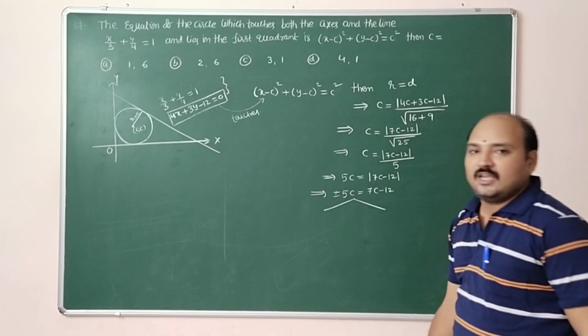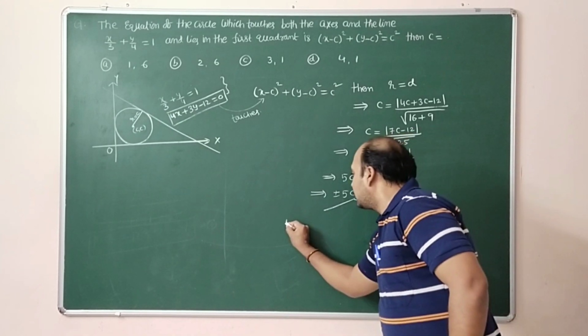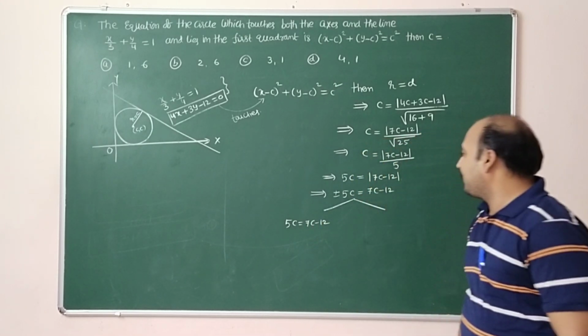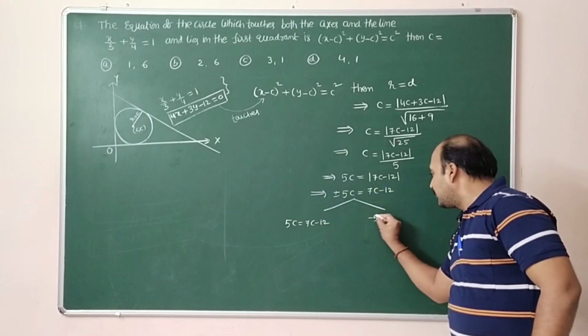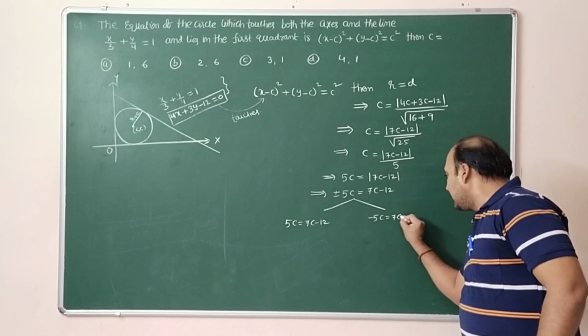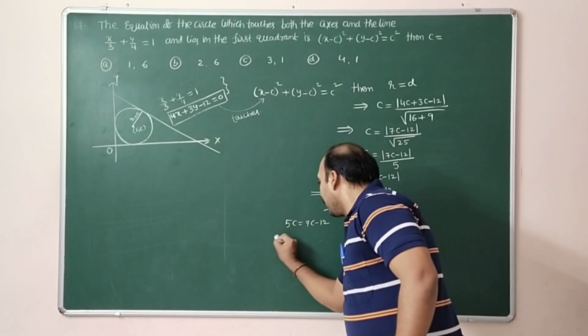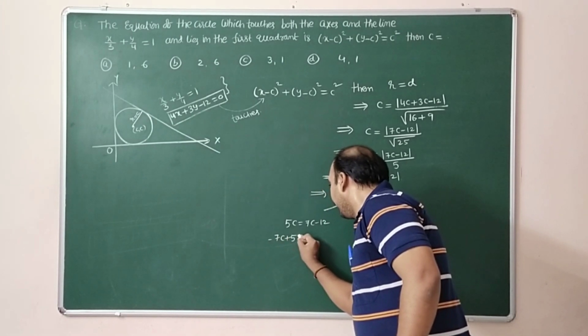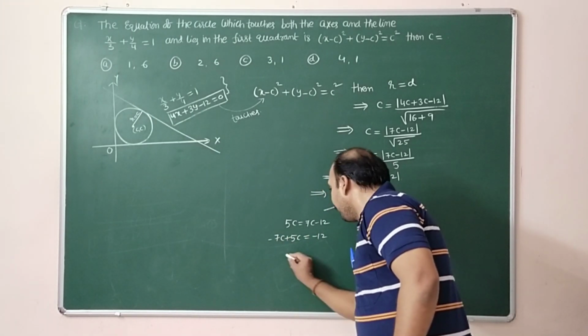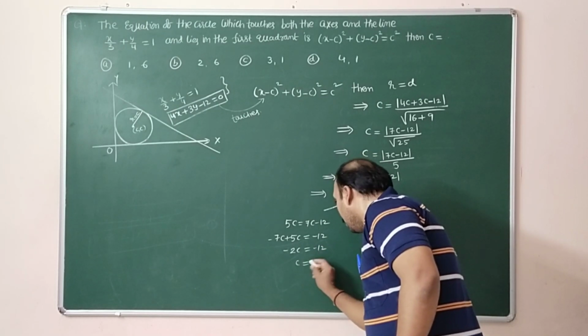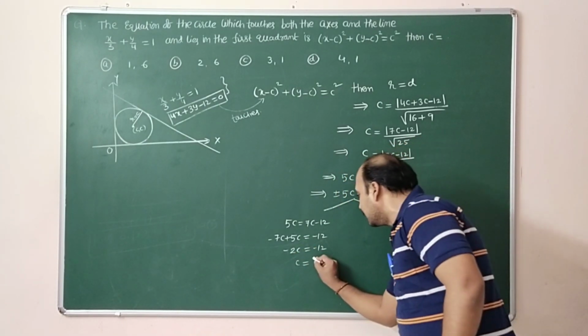Consider plus 5c minus 5c. So plus 5c is equal to 7c minus 12 minus 5c is equal to 7c minus 12. So 7c we are taking this side, minus 7c plus 5c is equal to minus 12. So minus 2c is equal to minus 12. So c is equal to minus minus get cancelled, 2 sixes are 12, so 6.